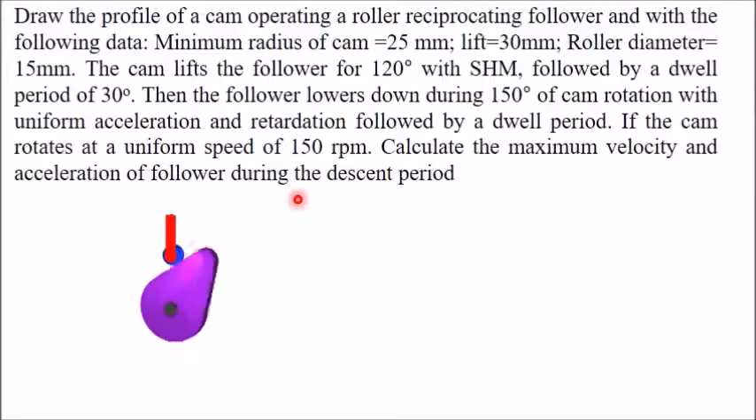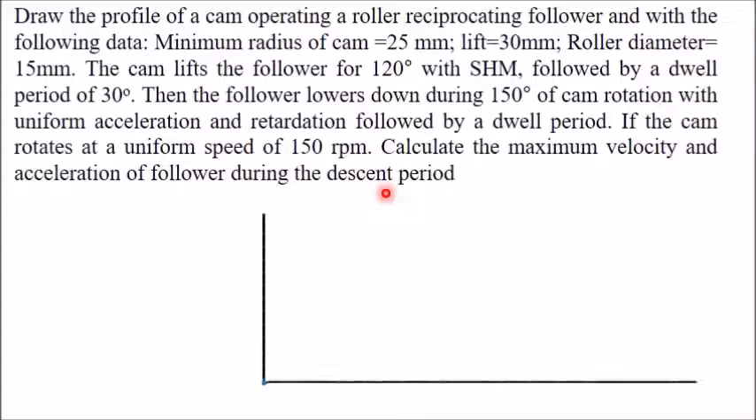Now the first step is we have to draw the displacement diagram. So in the displacement diagram, the motion is initial 120 degrees SHM, then 30 degrees dwell, and then 150 degrees descent period with uniform acceleration and retardation. For that, what you have to do is first draw a horizontal and a vertical line.